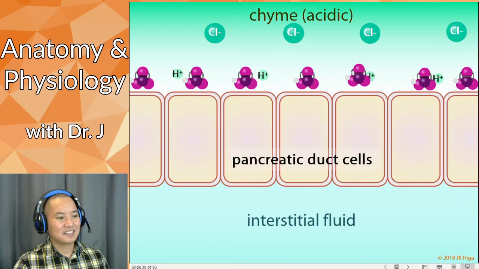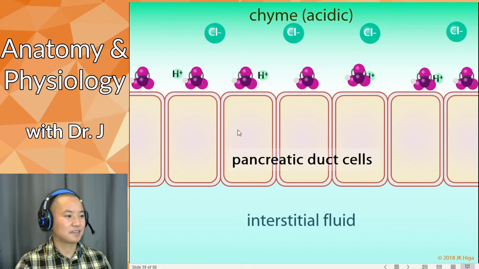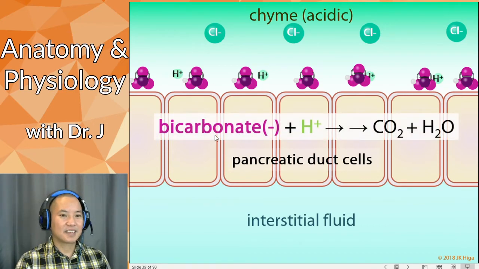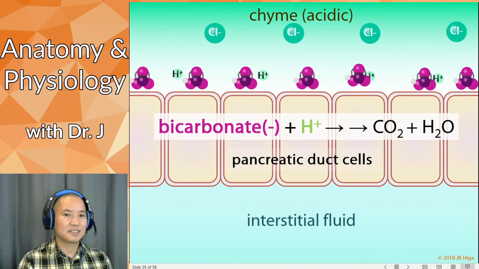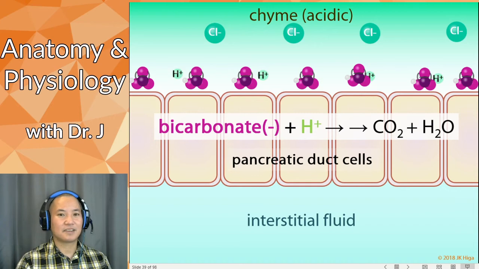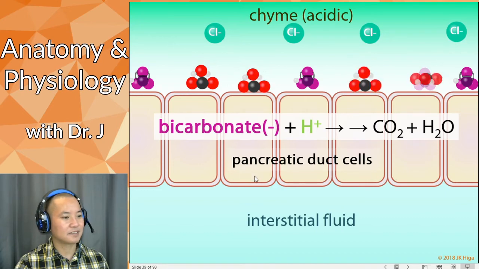So bicarbonate is a weak base. What that's going to do is react with the protons from the hydrochloric acid. And remember that the bicarbonate buffer system is a reversible reaction. You can take carbon dioxide and water and make bicarbonate and protons, but you can also do the reverse. You can take bicarbonate, react with the proton, make carbonic acid, which can be broken down into carbon dioxide and water. So that's what happens here.